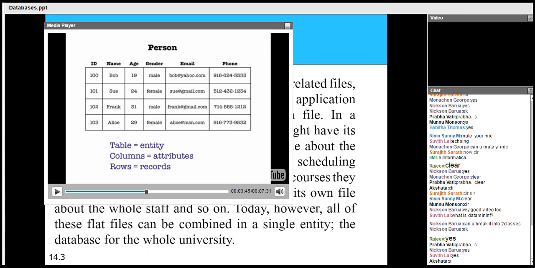For that we need a unique ID or a primary key, which is represented by the ID column here. If you see that ID column on the left hand side, this is that unique ID, a unique key. So a table is called an entity in the database, columns are called attributes, and rows are called records. Is it clear to all?